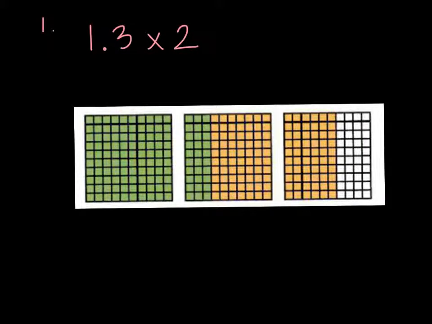It looks different, but if you count 1, 2, 3, 4, 5, 6, 7, 8, 9, 10, that's 1 whole, and then 1, 2, 3/10 again. So that's 2 groups of 1 3/10. Did you get it right? I hope so.